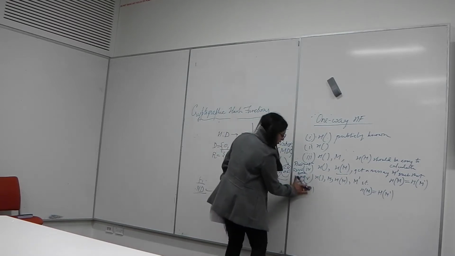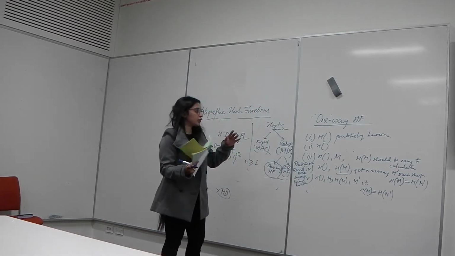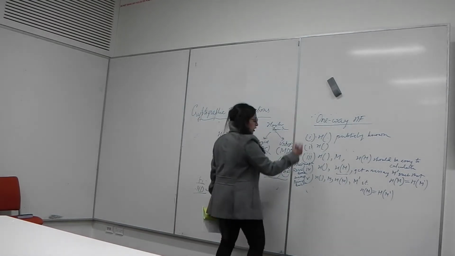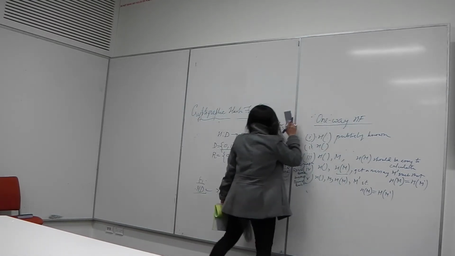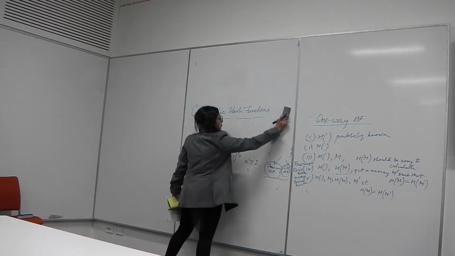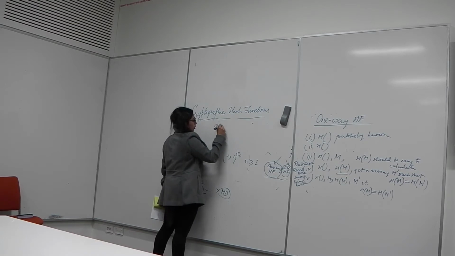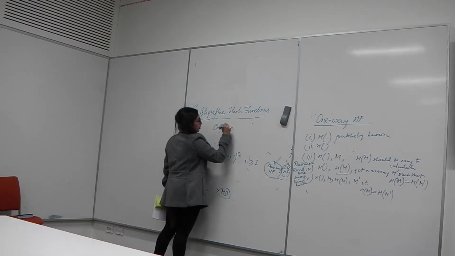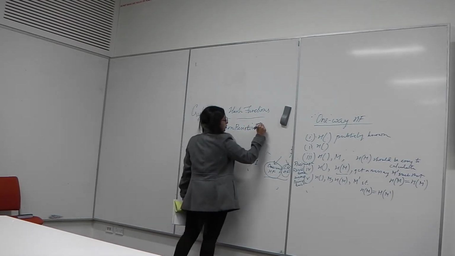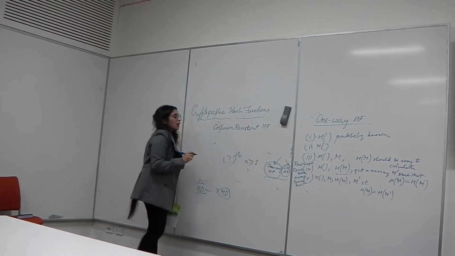There are no other properties. So this is the definition of a one-way hash function. And now we talk about collision resistant hash function.